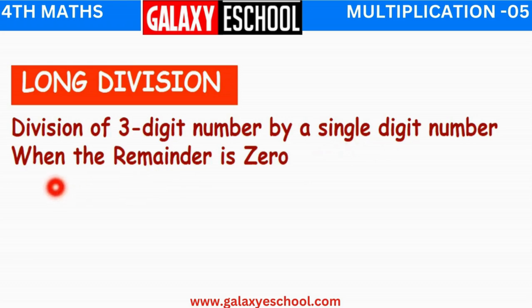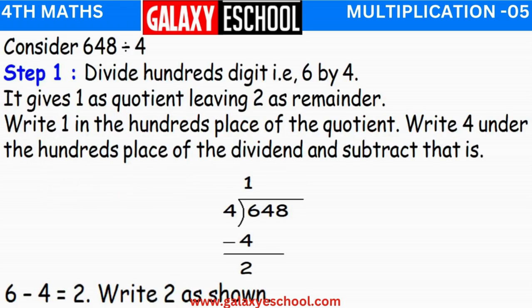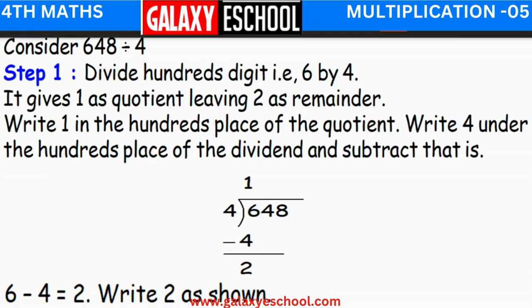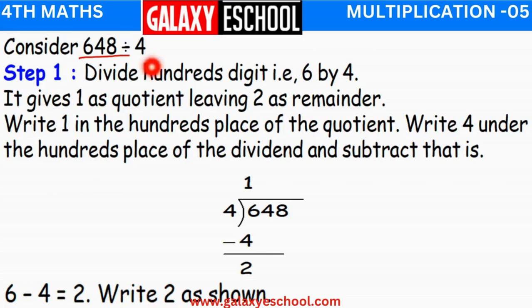And in that, first let us do a division where the remainder is 0. Now consider 648 divided by 4. Now this is a 3-digit number, right? 648 divided by 4, which is a single digit number. Now what will be our first step?